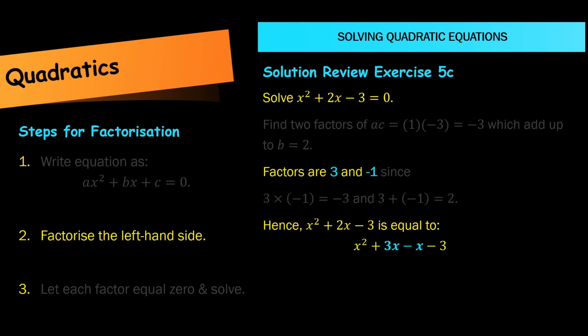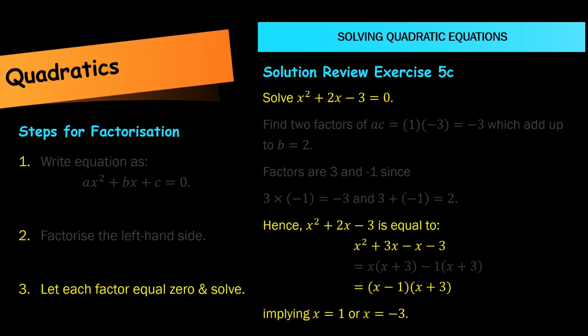And this equals x times x plus 3 minus 1 times x plus 3. And of course, as you can see, x plus 3 is common. So we can position that here and x minus 1 here. And the expression has been factorized. This implies that x equals 1 or x equals minus 3.